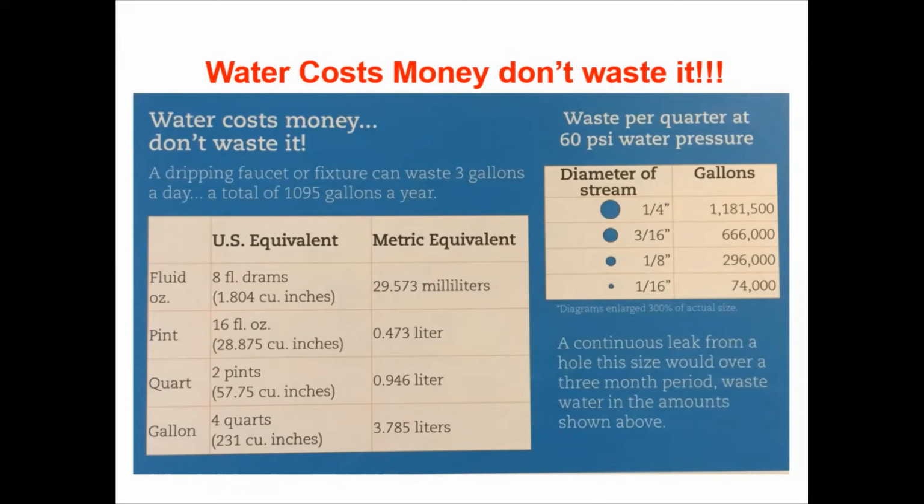And as you can see here, the waste per quarter at 60 psi water pressure, and diameter of stream, there we have a 1/4 inch: 1,181,500 gallons of water through a 1/4 inch hole at 60 psi, and that's a continuous leak from a hole this size over a 3-month period.